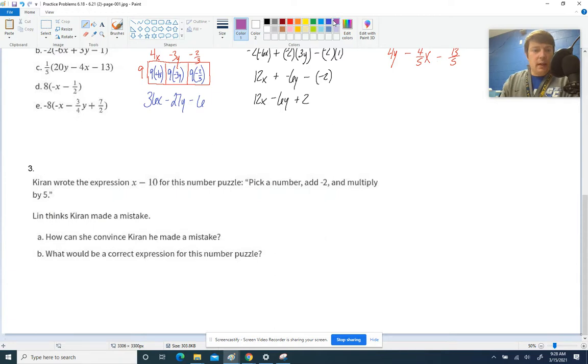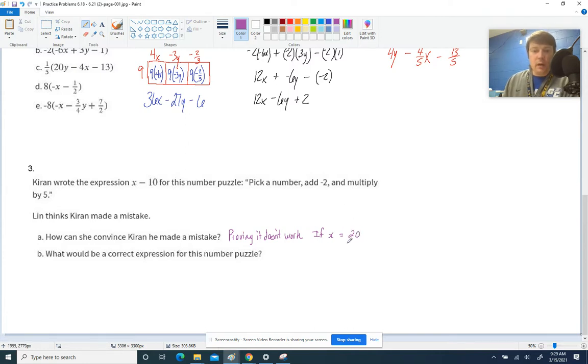Kieran is saying that the expression x minus 10 can help solve this number puzzle that he's written. Pick a number, add negative 2, and then multiply by 5. Lynn thinks that Kieran has made a mistake. How can we convince Kieran that they have made a mistake? So we can convince them by proving that his expression does not work for the puzzle. That would be what I would do. Okay. If, let's say, x equals, let's pick an easy number, 20.